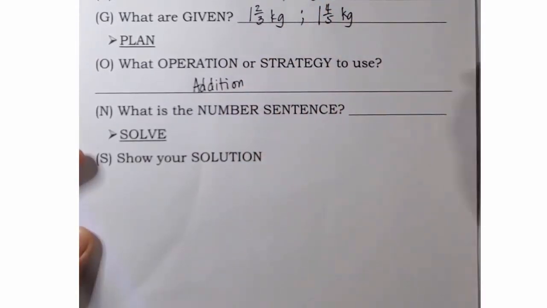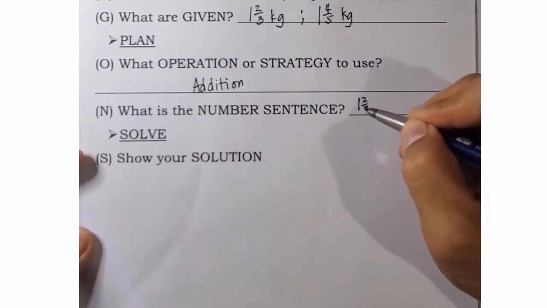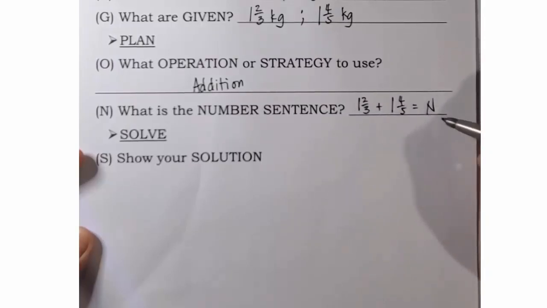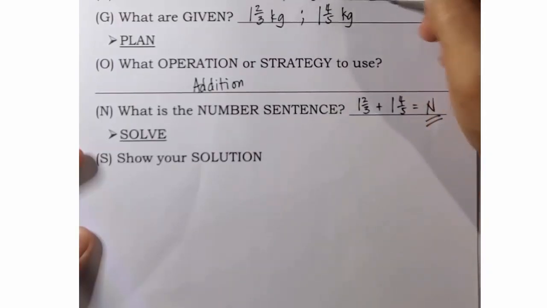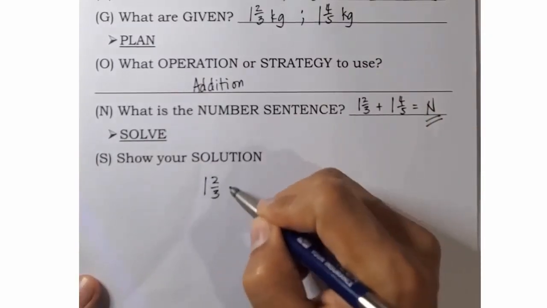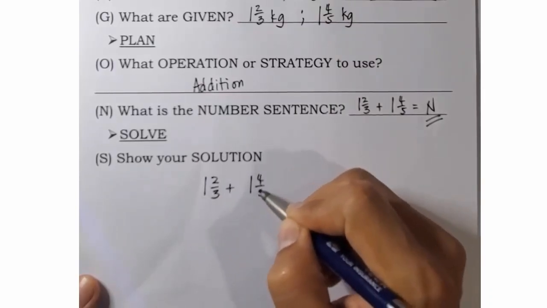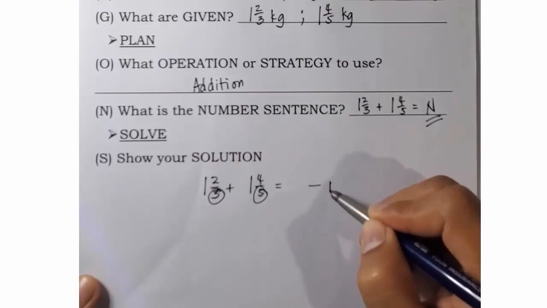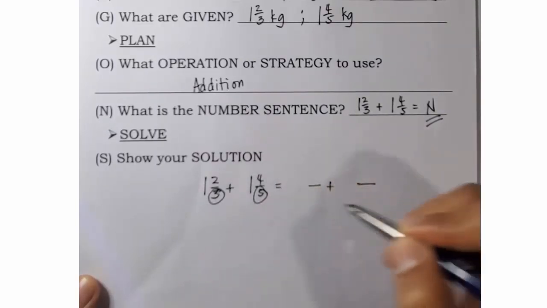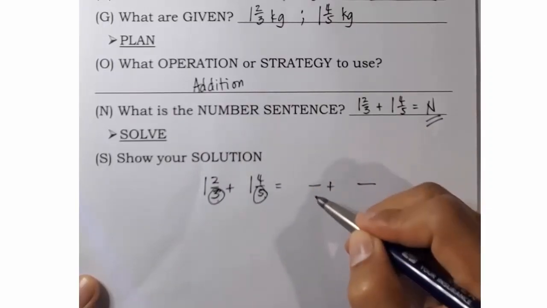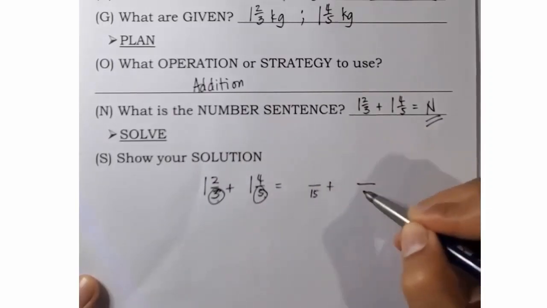And of course, the number sentence for that is 1 and 2/3 plus 1 and 4/5 is equal to n, where n is the total number of recycled materials. Let us now solve this problem. 1 and 2/3 plus 1 and 4/5. Of course, they don't have a common denominator yet, so we have to look for the common denominator first. The common denominator for 3 and 5 is 15.